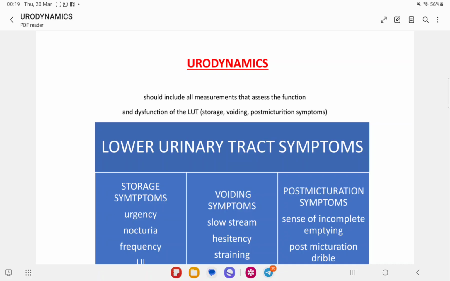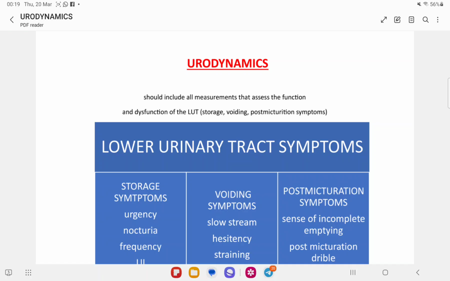You should be able to know about the prerequisites, the interpretation, contraindications, the consent procedure, all the prerequisites. And in the end, you should know what the components of urodynamics are. It includes all the measurements that assess the function and dysfunction of the lower urinary tract.